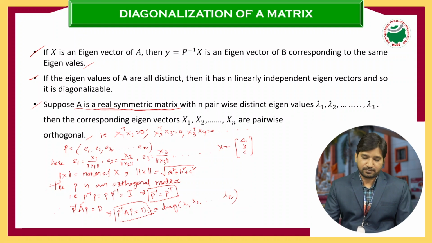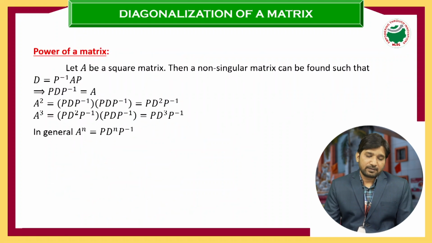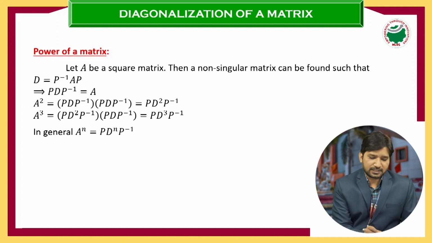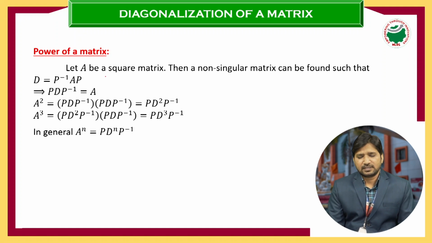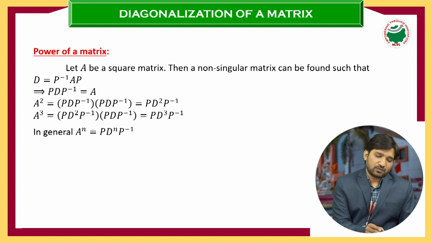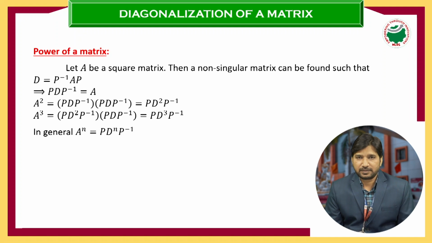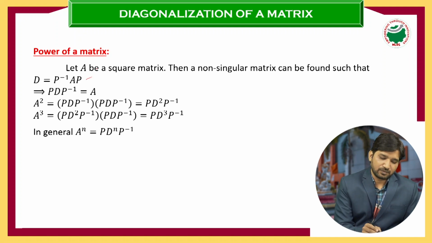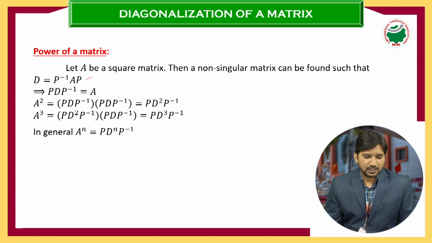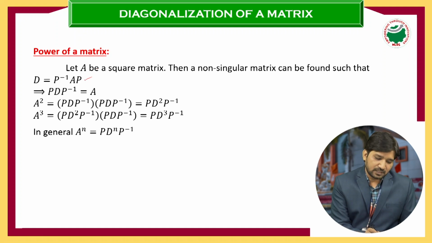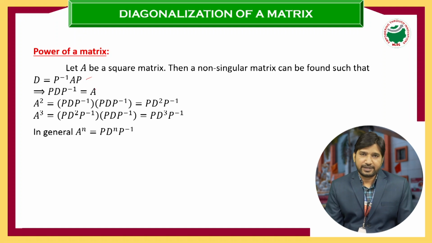Important point: we can also find powers of the matrix by using the diagonalization method. Let A be a square matrix, then a non-singular matrix P can be found such that D equals P inverse AP. So D equals P inverse AP is the diagonalization method. In this form, we can also write PD into P inverse equal to A.